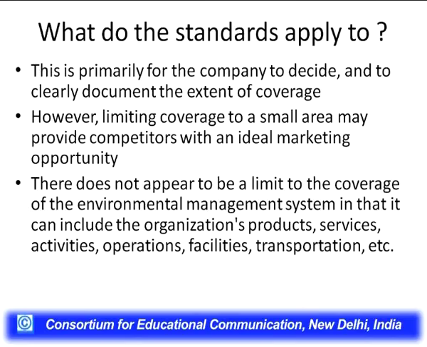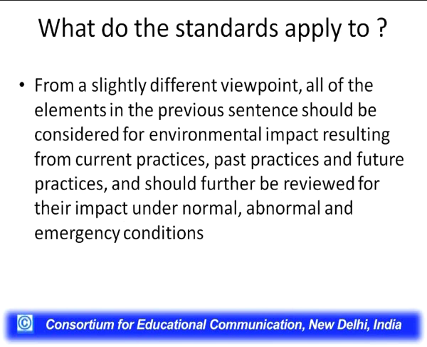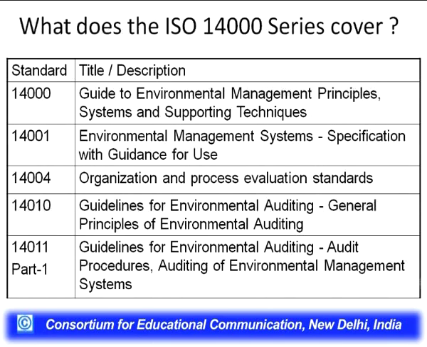There does not appear to be a limit to the coverage of the environmental management system, in that it can include the organization's products, services, activities, operations, facilities, transportation, etc. From a slightly different viewpoint, all of these elements should be considered for environmental impact resulting from current practices, past practices and future practices, and should further be reviewed for their impact under normal, abnormal and emergency conditions.